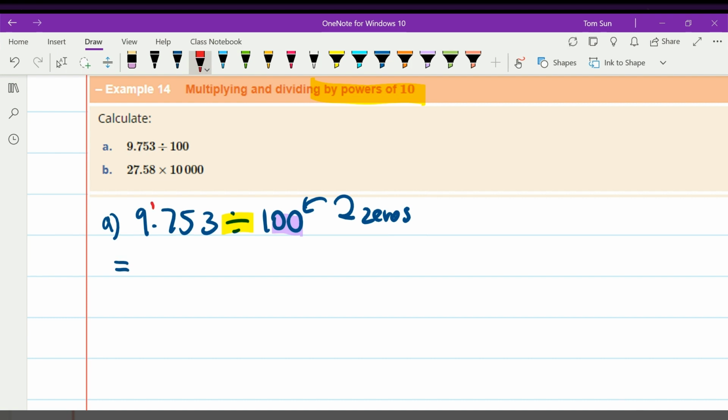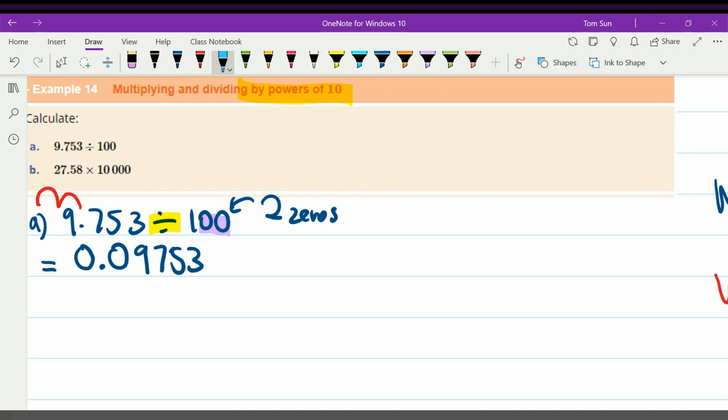I'm going to just show you what this means. I'm going to move this decimal point twice. If I'm moving the decimal point and there's no number to hit, that number just becomes a zero. So here I have 0 point, this zero here. So there's a zero here that I skipped. 0.9753. Okay, you gotta be careful.